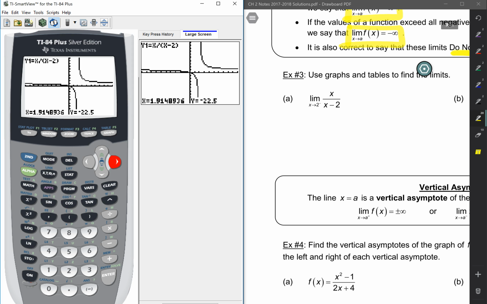So as x approaches 2 from the minus side, the graph falls infinitely down into negative infinity. So here the answer would be negative infinity.